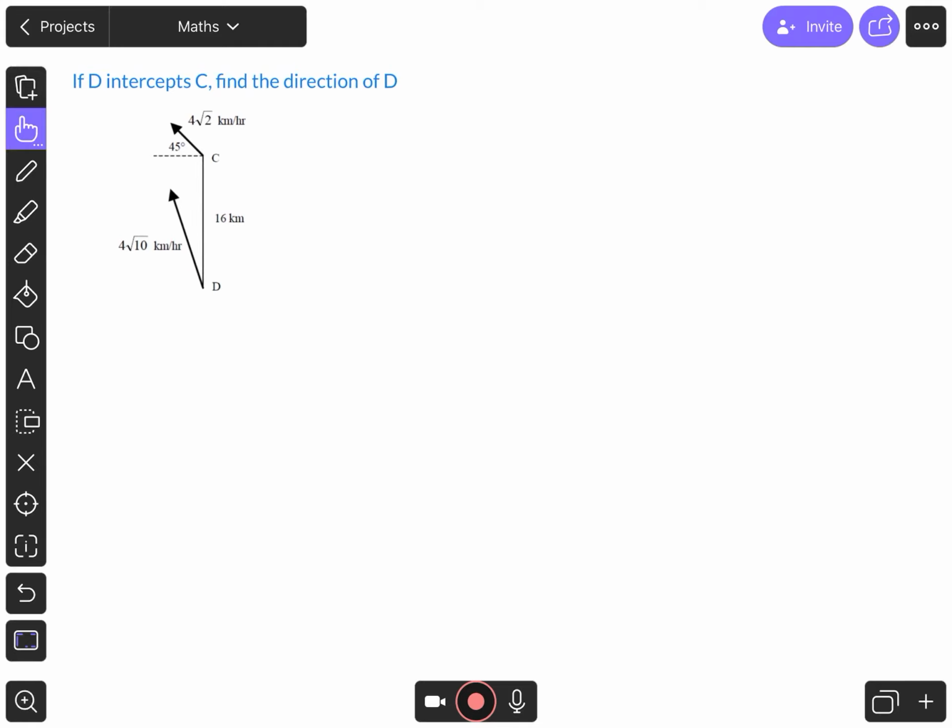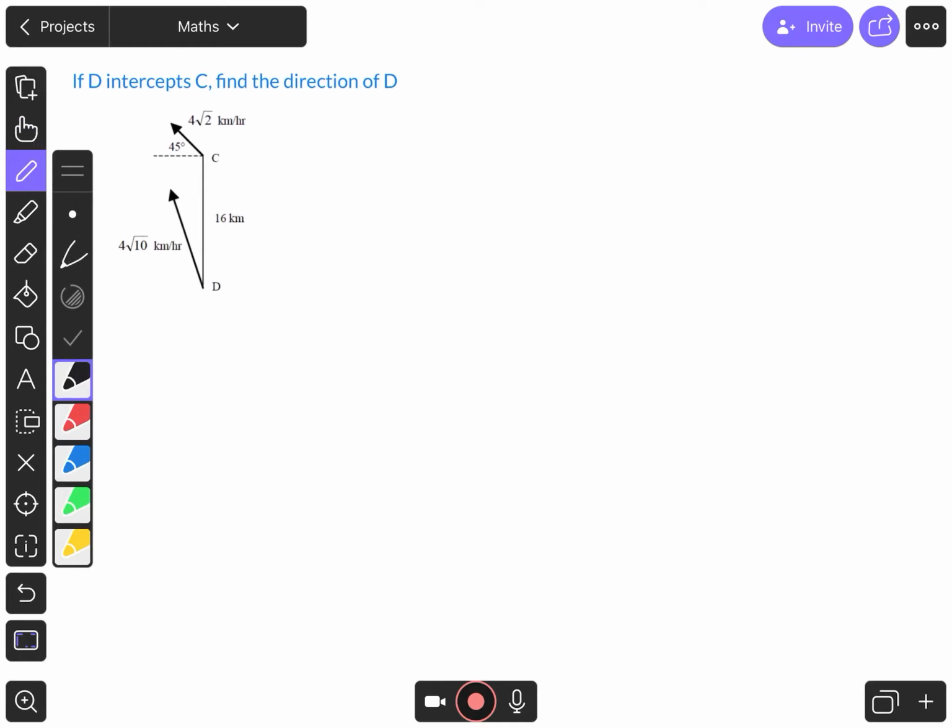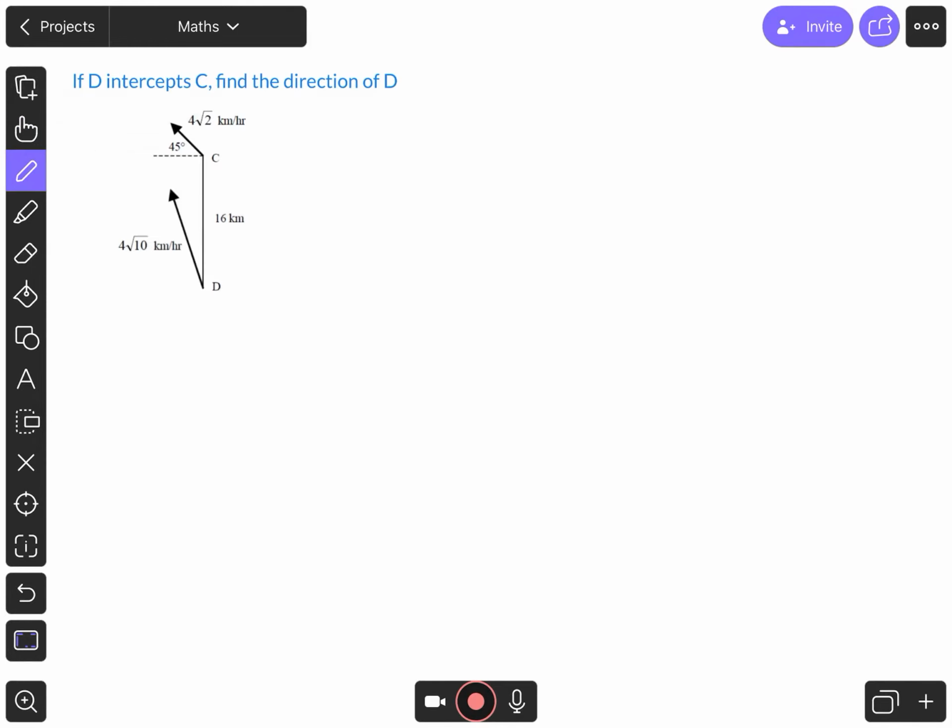So here we have two objects. Let's say that they're cars or ships again, whichever, and they're going 4 root 10 kilometers per hour. So let's say they're ships. If D intersects C, find the direction of D. So really what we're looking for is this angle in here in the middle, because that's going to allow us to find our direction.